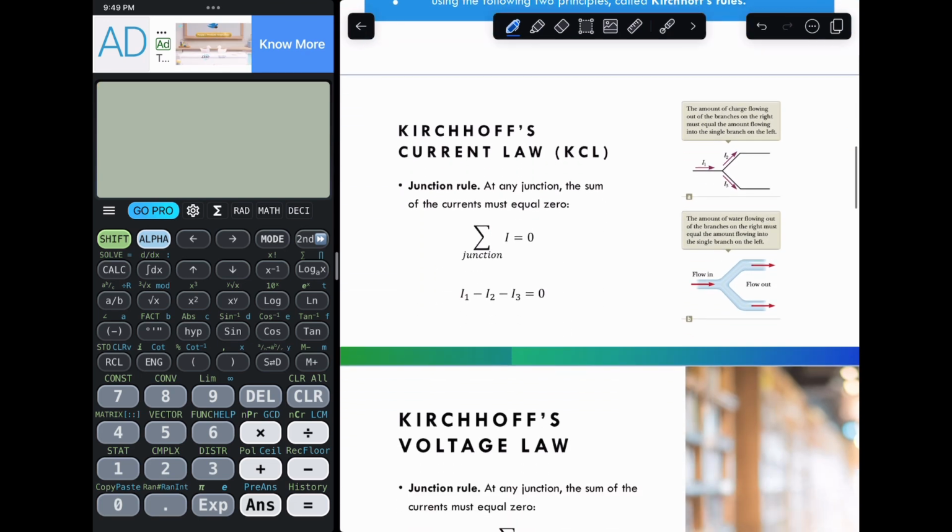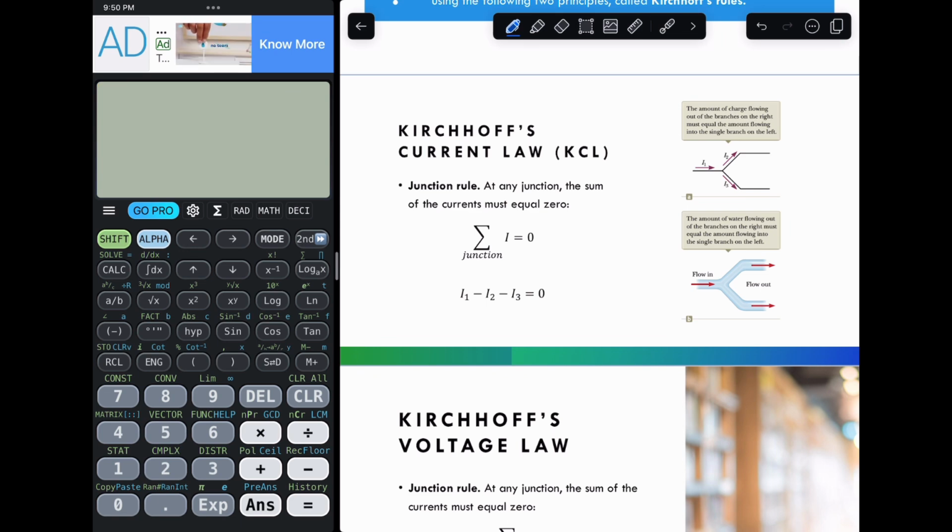The first Kirchhoff's rule is actually Kirchhoff's current law. It follows a junction rule. That means at any junction, the sum of the currents must be equal to 0. As we have mentioned before, current will be split whenever there are branches involved. For example, in this given figure, we have a branch, and in this case I1 is split into two as I2 and I3.